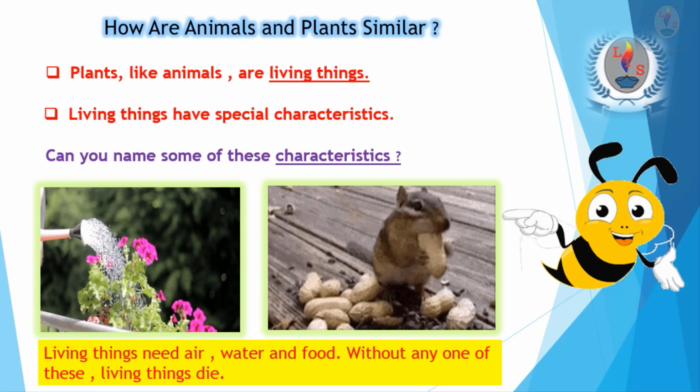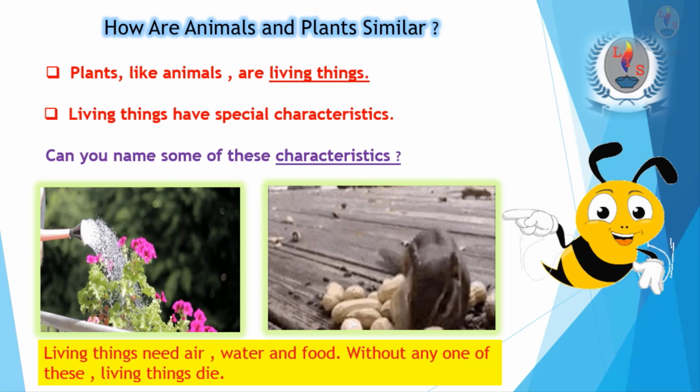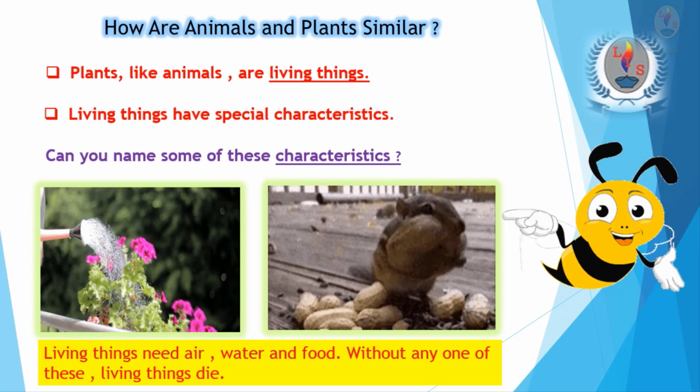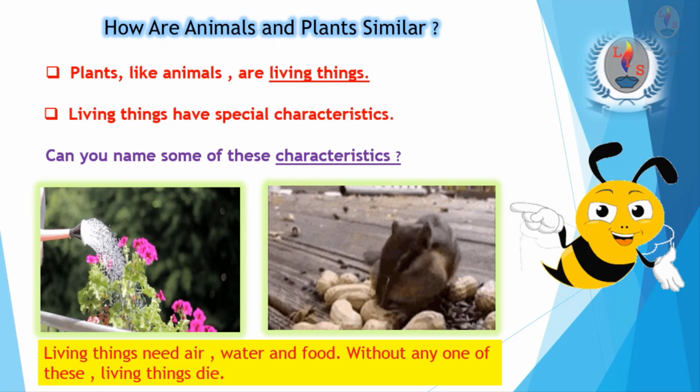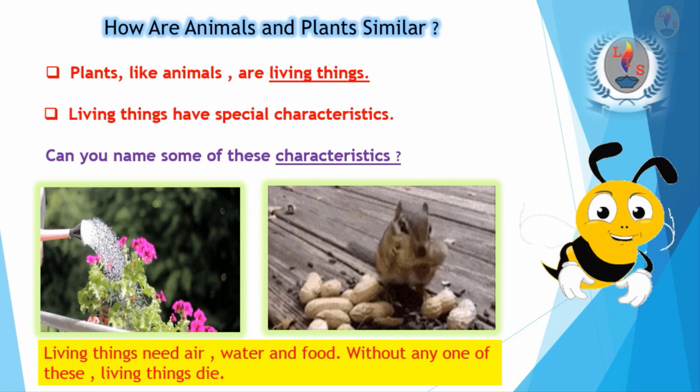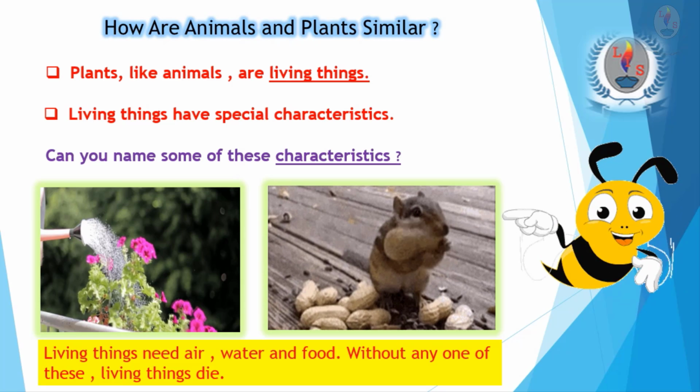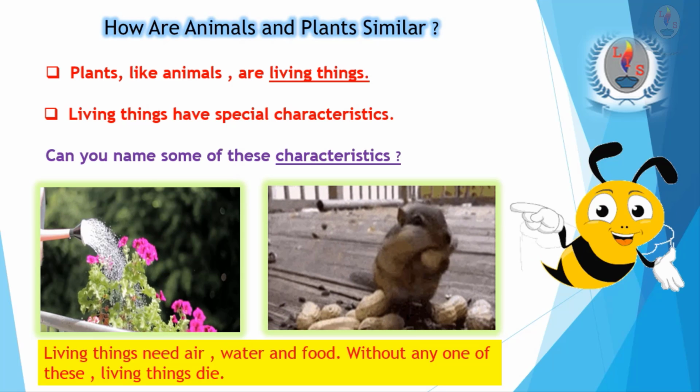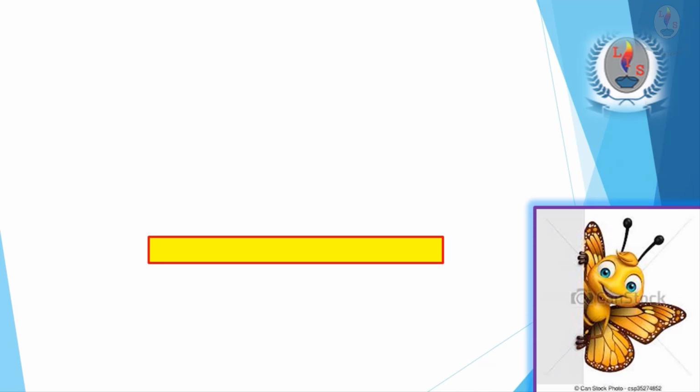Children, in the first picture, you can see some plants. In the second picture, you can see an animal. Both plants and animals need air, water and food to stay alive. Now turn to page number 71. Living things reproduce.